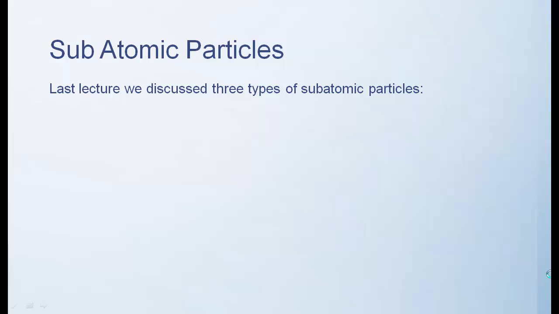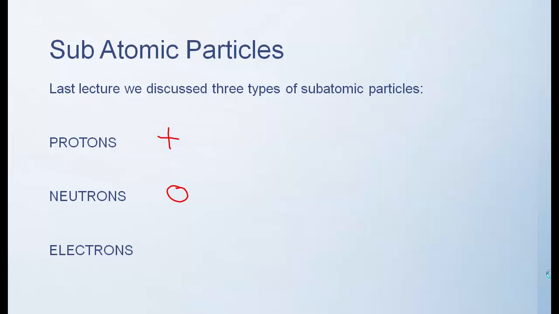Remember, last lecture we discussed three types of subatomic particles. These aren't the only types of subatomic particles, but they're the ones that we're going to focus on in this chemistry class. The first of these is the proton. Remember, we said that a proton has a positive charge and can be found in the nucleus. We said that a neutron has a neutral charge, or no charge, and can be found also in the nucleus.